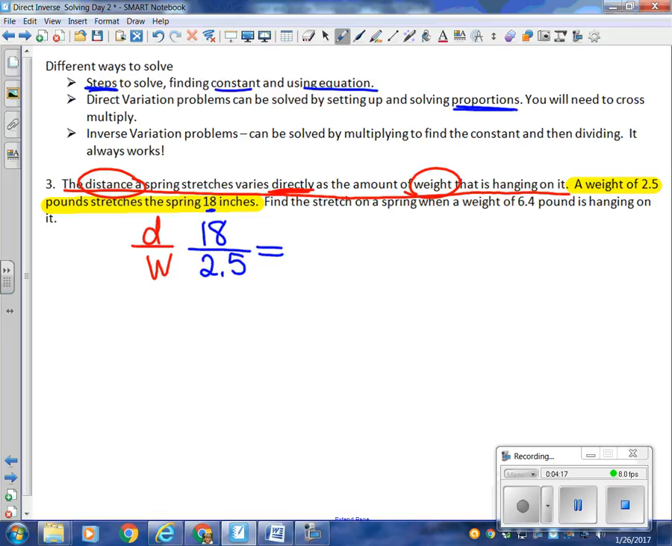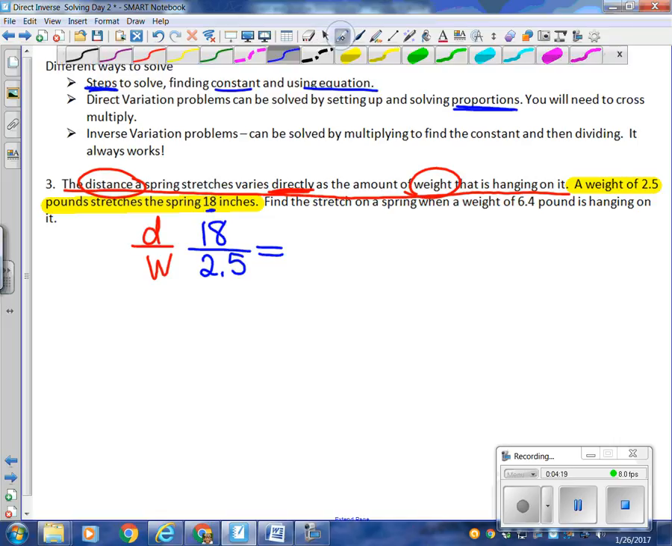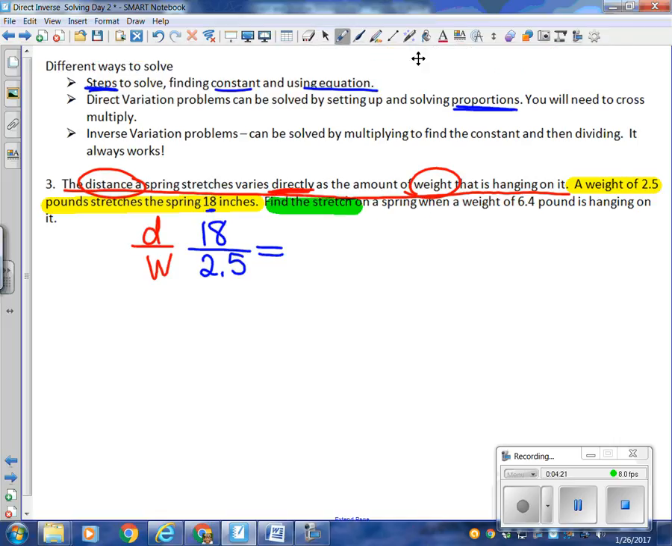Now you're going to put in equals, and then you're going to focus on what is it I'm actually looking for. Find the stretch in a spring when 6.4 pounds is hanging on it. So now I'm going to set my second one up that matches my first one.